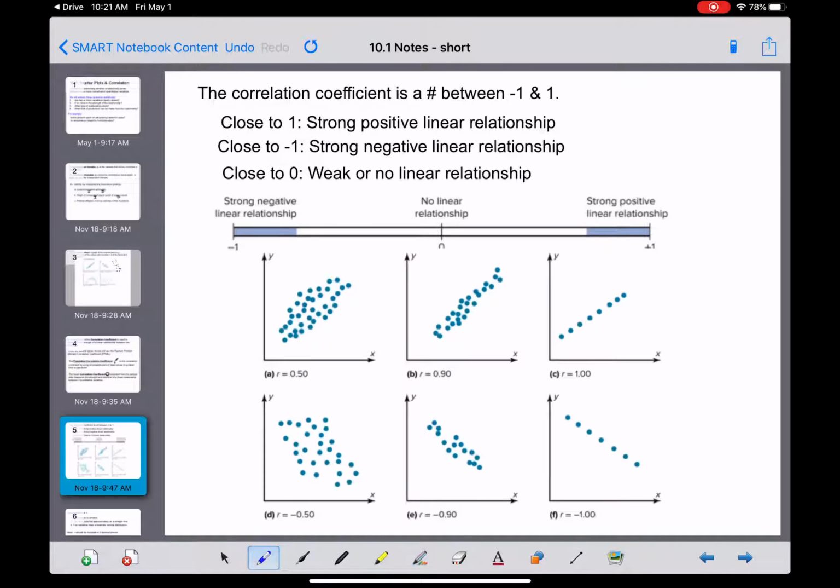So r can be between -1 and 1. If it's close to 1, then it's a strong positive linear relationship. So as X goes up, Y goes up. If it's close to -1, it's a strong negative linear relationship. So as X goes up, Y goes down. So it's an inverse relationship there. And then if it's close to 0, the closer to 0 it is, it's a weak relationship, or it has no linear relationship. So the data points get further apart.